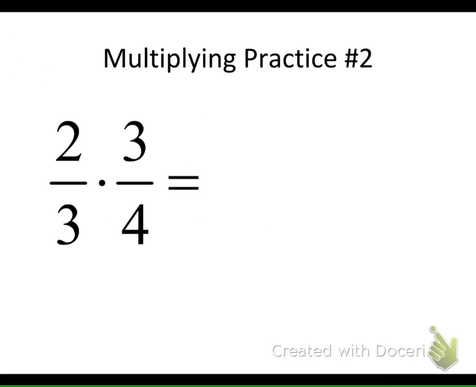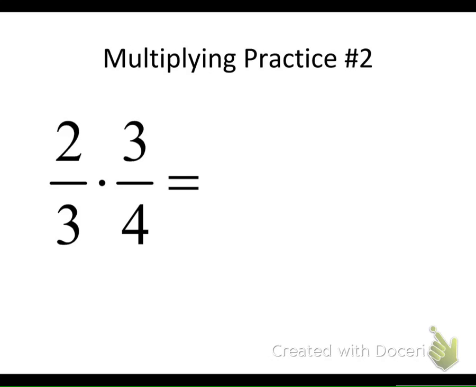Practice number 2. We have 2 over 3 times 3 over 4. I know you have the best calculators ever because they're scientific, but I want you guys to really try to do these without your calculator calculating it for you. So, step 1, simplify or reduce any numerator with any denominator. I'm going to look at my first numerator. Can I reduce the 2 and the 3? No. Can I reduce the 2 and the 4?